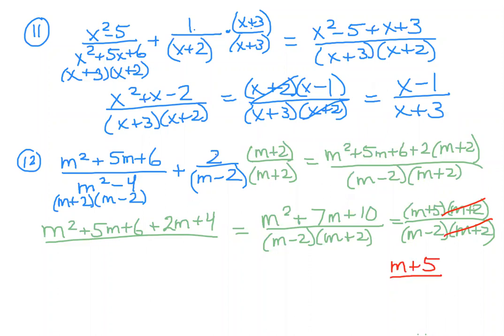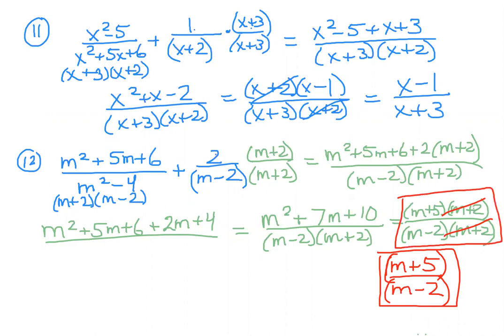over m minus 2. Okay, we can't cancel the m's here because these are added together or subtracted. The reason we could cancel things in this step is because these are all multiplied together. So we can go ahead and cancel them. Let's look at number 13.